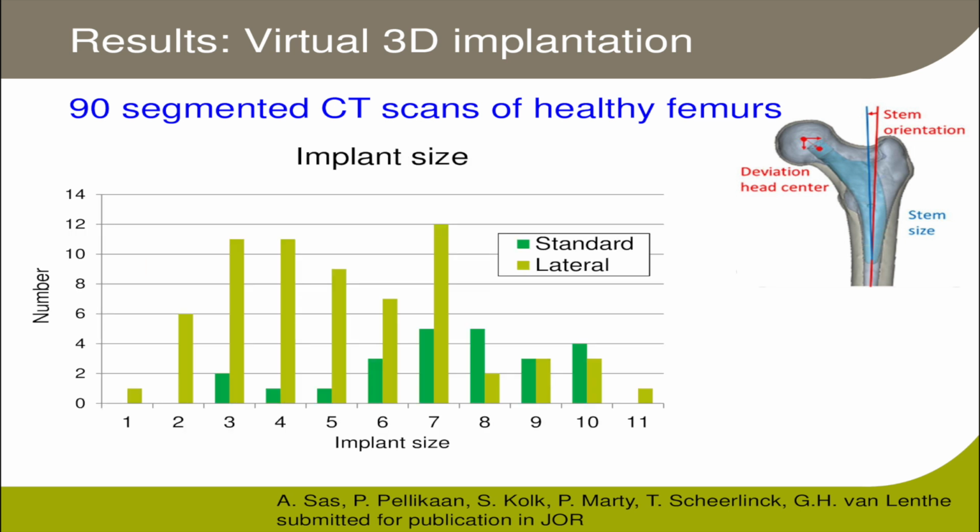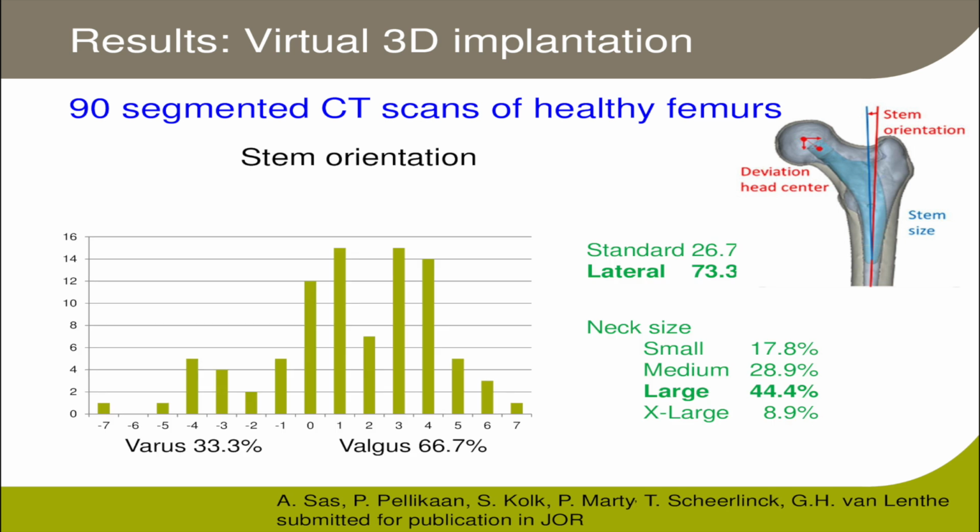If you look at the sizes that we implanted, we see that there is a large variation in sizes that we used, almost the entire range of sizes from 1 to 11. I think there are 12 sizes, so the 12 we didn't implant. But you see also that in the smaller sizes, we had the tendency to use lateralized stems, whereas in the larger sizes, we had the tendency to use more standard stems. And I would be very curious if the people who implant them really, and not only virtually, have the same experience. It would certainly be interesting to look at that.